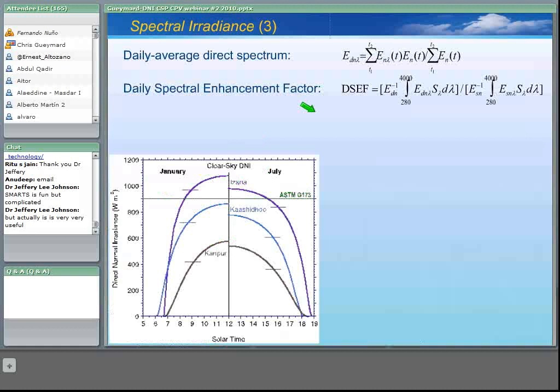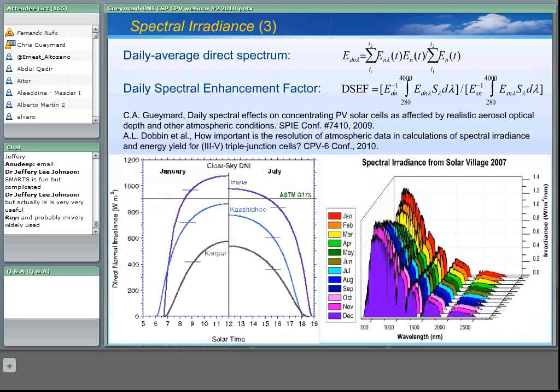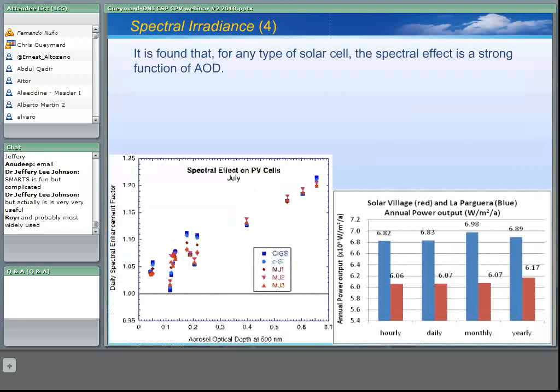And this is another example for another site, Solar Village. You see the different spectra for each month of the year, how they change. So these kinds of results appear in these papers, and we observe that for any type of solar cell, the spectral effect is a strong function of AOD. So when AOD increases from very clean to very hazy sites, your spectral effect is almost linearly dependent on that and can reach 20%, which is quite high.